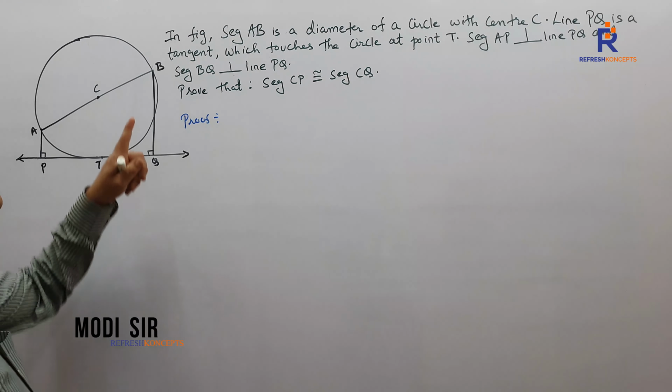Let me write down the earlier one. What I shall say, by the property of intercept made by three parallel lines. What is the property of intercept made by three parallel lines? AC by CB is equal to PT by TQ.